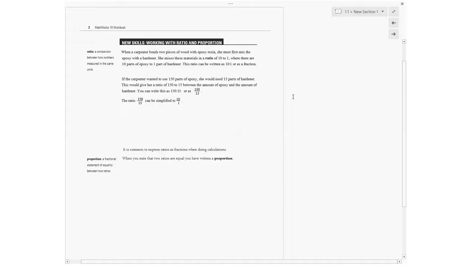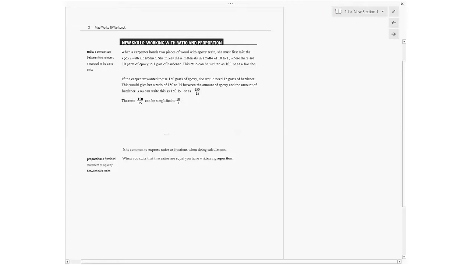Okay, so now we are going to look at what it looks like to work with ratio and proportion. So we've got a carpenter bonding two pieces of wood together with epoxy resin, and she must first mix the epoxy with the hardener. So she mixes these materials in a ratio of 10 to 1. So we've got our ratio right here of 10 to 1, where there are 10 parts epoxy to 1 part of hardener. So this ratio can be written as 10 to 1 or as a fraction.